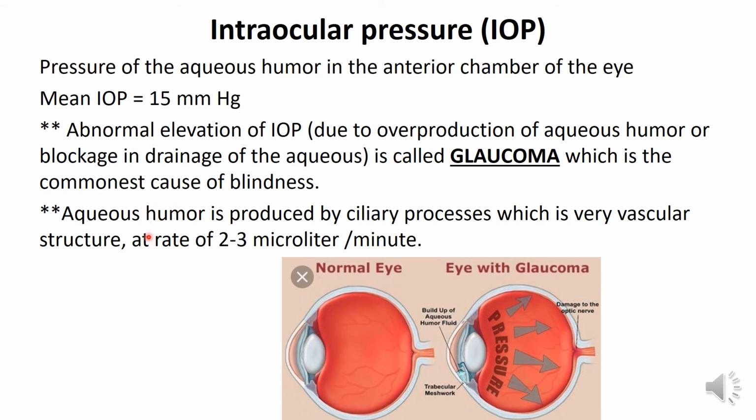In summary about aqueous humor, it is produced in the posterior chamber by the ciliary process, and it is produced at a rate of 2 to 3 microliters per minute.